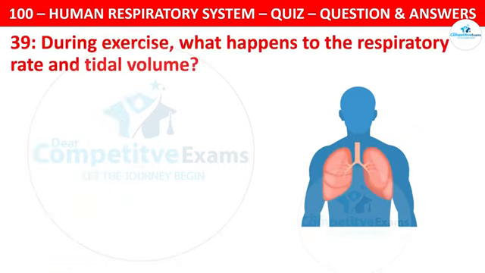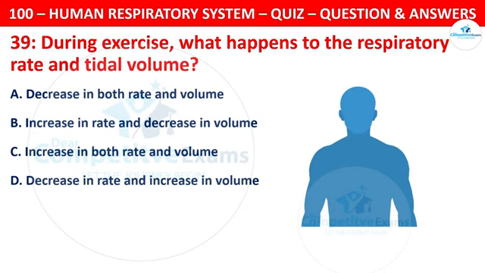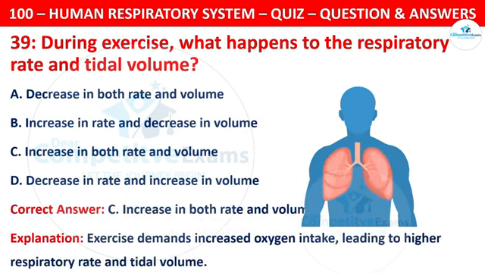During exercise, what happens to the respiratory rate and tidal volume? Your options are decrease in both rate and volume, increase in rate and decrease in volume, increase in both rate and volume, or decrease in rate and increase in volume. The correct answer is C, that is increase in both rate and volume. Exercise demands increased oxygen intake, leading to higher respiratory rate and tidal volume.